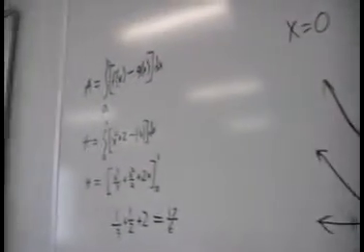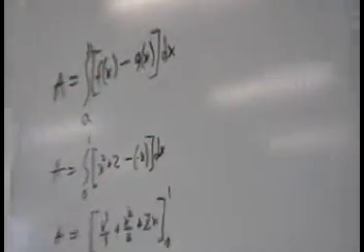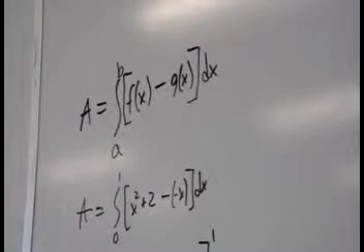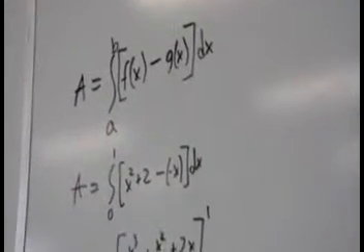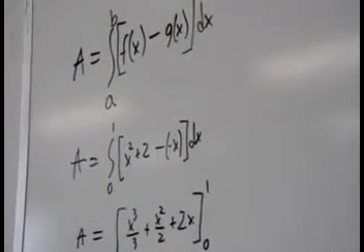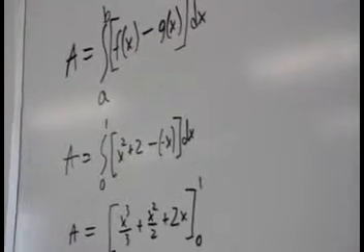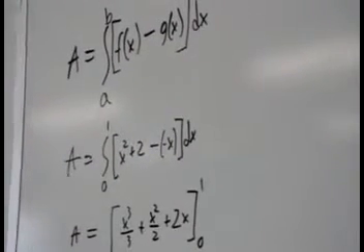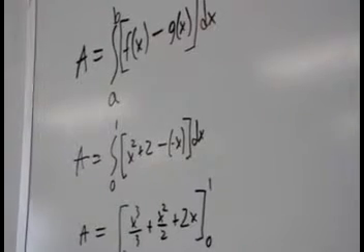Now we take the formula we learned previously and we plug in the values that are given. That'll look like area equals the integral from 0 to 1, x squared plus 2 minus negative x.